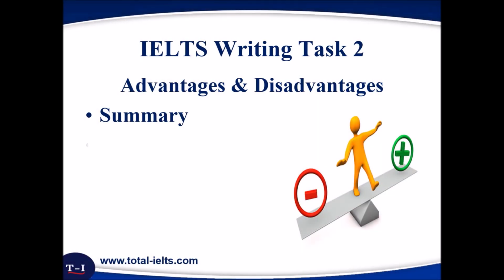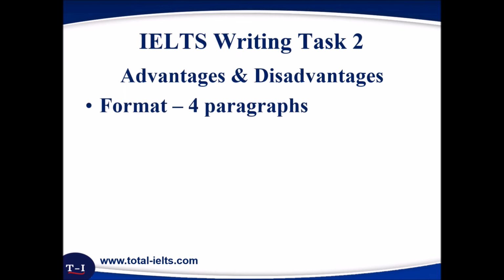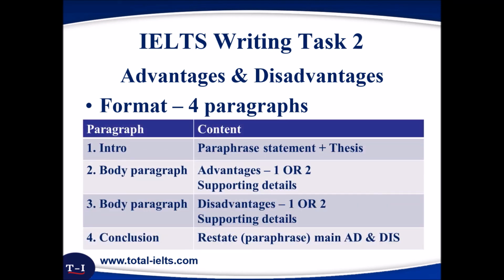And in summary, advantages and disadvantages task type is a popular discussion task. One of the reasons for this is because it's a very straightforward answer. It's not complicated and doesn't need overthinking. It's straight discussion of the advantages and disadvantages. The format should be simple 4 paragraphs. Introduction, 2 body paragraphs, and a conclusion.